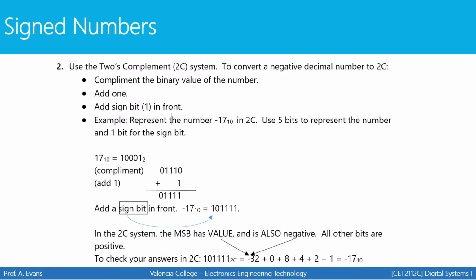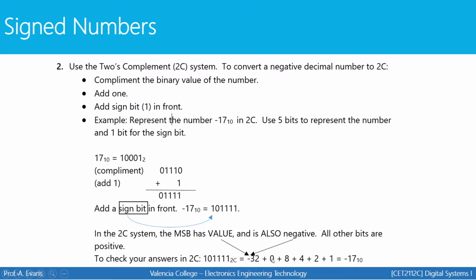So in order to check that your answer is right in the 2's complement system, you will assign a value or a weight or a place value to the first bit, but also make it negative. So if I were to convert this number to decimal, I would look at this and say that this is 2 to the 5th, 2 to the 4th, 2 to the 3rd, 2 to the 2nd, 2 to the 1st, 2 to the 0 power. That's all true, except this first bit is now going to be a negative value. So the first bit is going to represent -32.